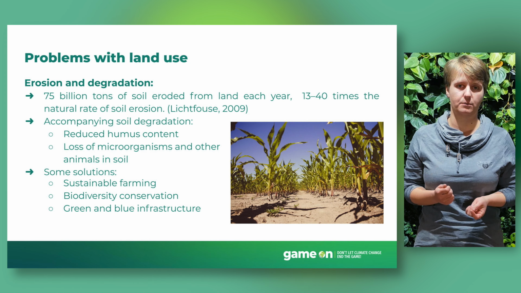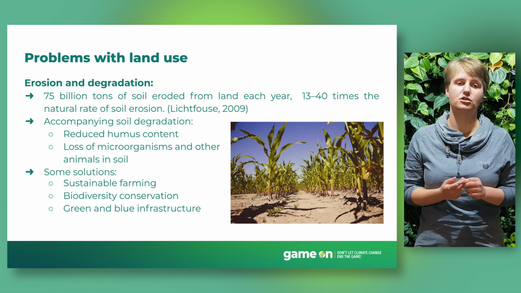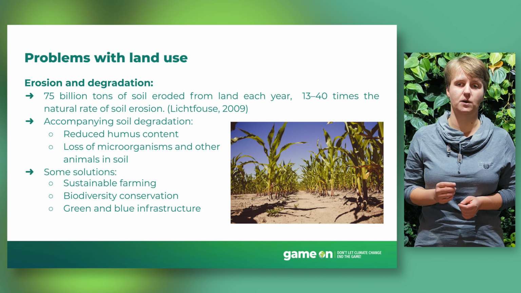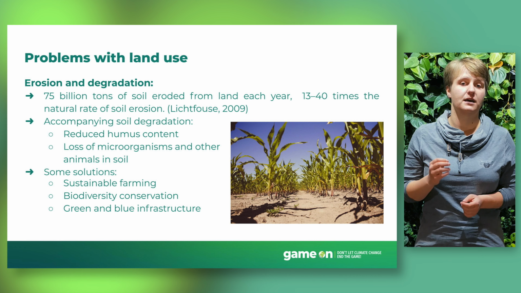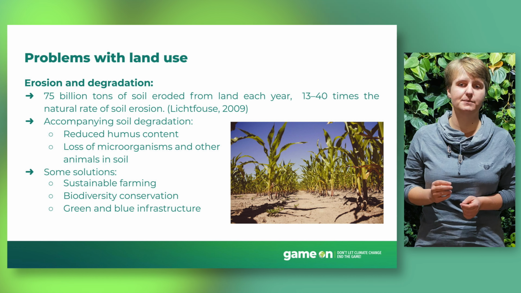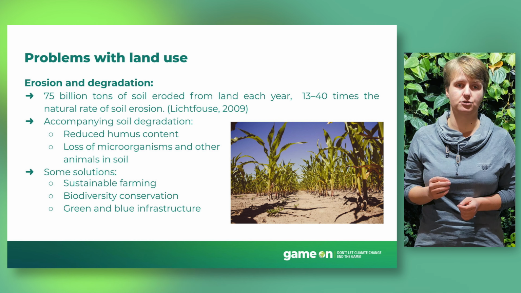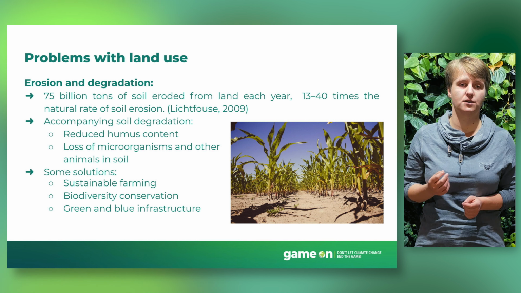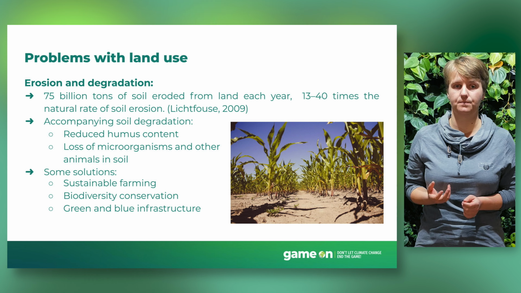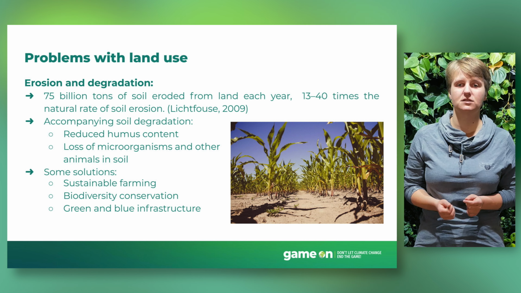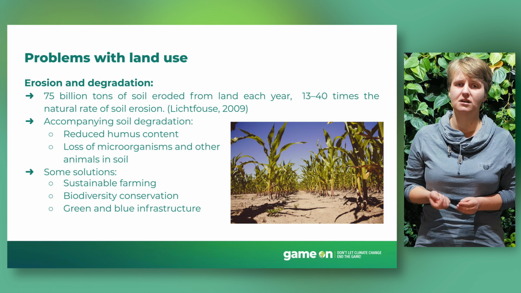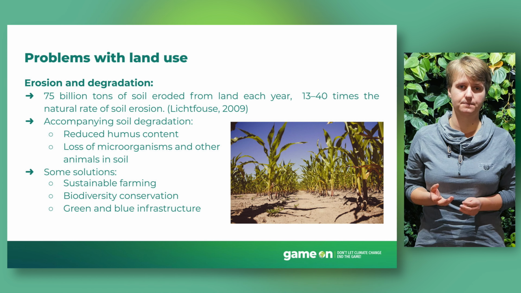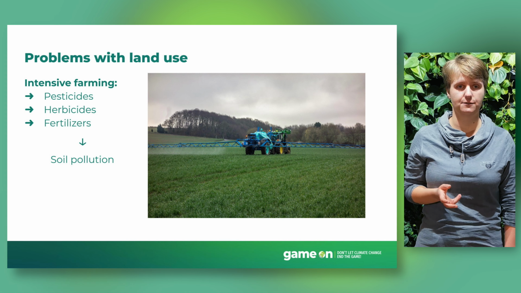So, what are the main problems? Firstly, we have erosion and degradation. Each year, about 75 billion tons of soil are eroded from the land, a rate that is about 13 to 40 times as fast as the natural rate of erosion. With erosion and degradation, we reduce the humus content of soils, humification processes, and more. These are serious problems because soil creating processes are very slow, and thus erosion and degradation lead to the need of artificial nutrient input.